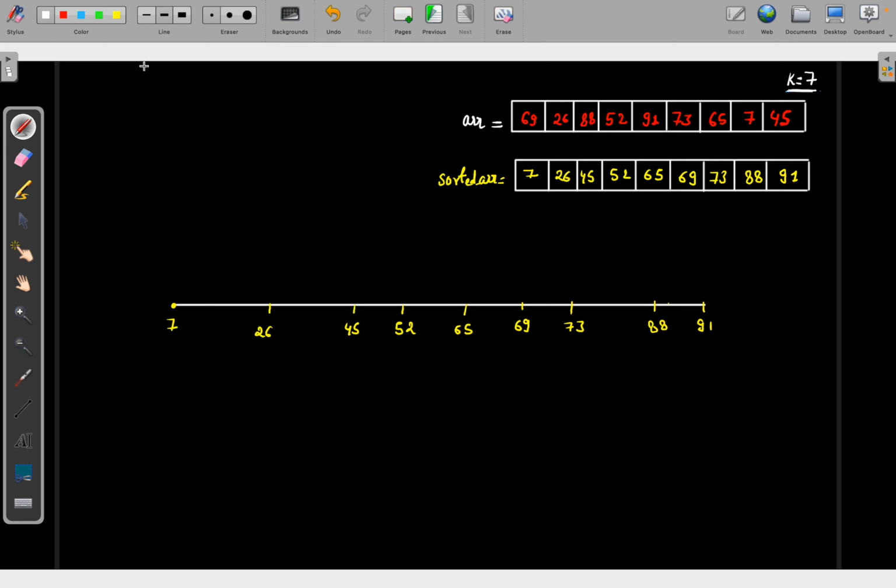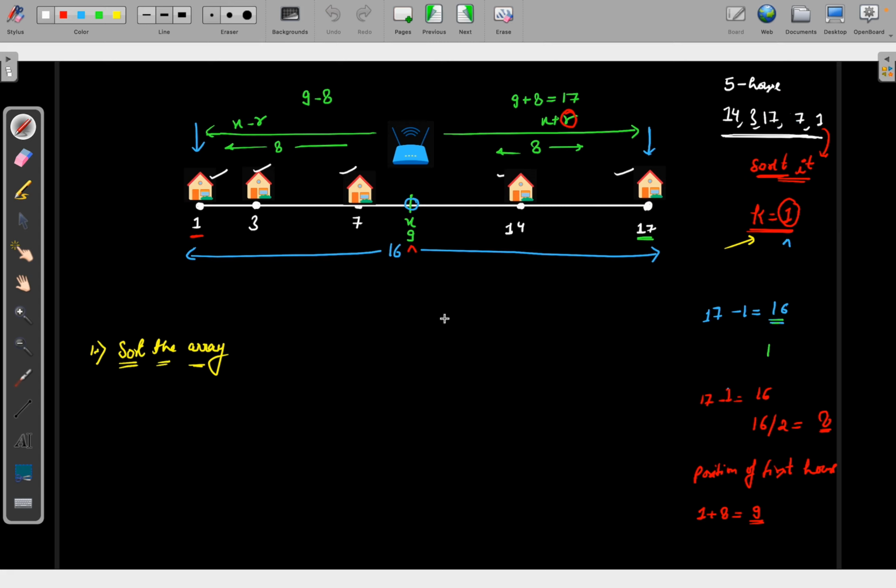And again, the final problem statement is that we need to find the minimum range. Think of it as a real problem, right? Say you are working in a data center and you need to find the minimum range of your Wi-Fi routers so that all the houses will get enough Wi-Fi. Similarly here also, we find the minimum range. Always remember that the goal is to find the minimum range.